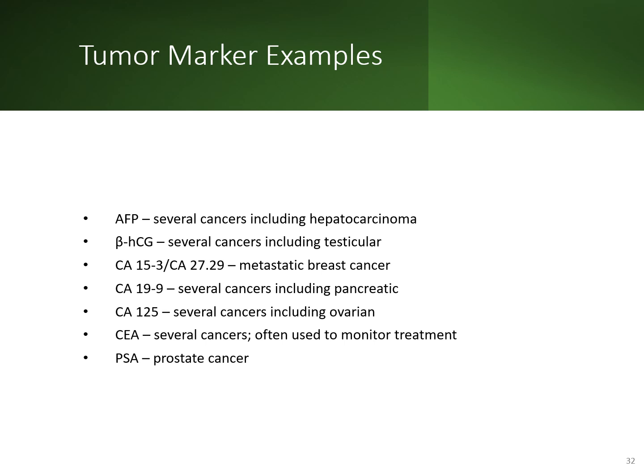CA15-3 or CA27.29 is associated with metastatic breast cancer. So this is breast cancer that has spread. CA19-9 is associated with pancreatic cancer. CA125 is associated with ovarian cancer. And PSA is associated with prostate cancer. And the CEA is associated with several cancers. However, it's often used to monitor therapy.